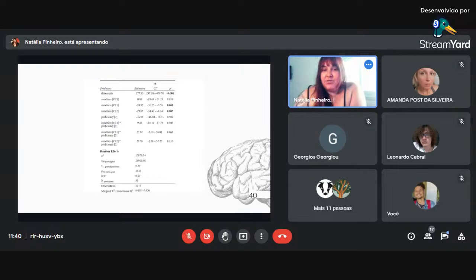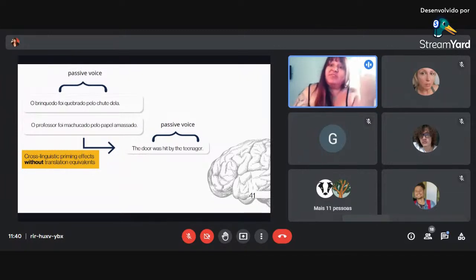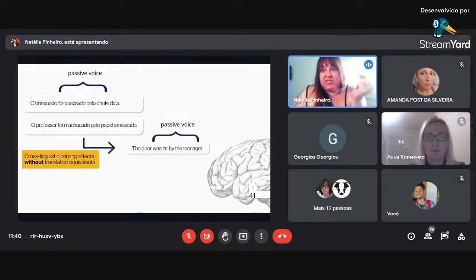But the main finding here was that structural priming effects were found in both experimental conditions, and proficiency did not interact with them. So just so you can visualize what happened, we have here an example of a prime and target sentences in experimental condition 2, where prime and target sentences did not share the same verb. And even so, participants were faster to read the English passive, the door was hit by the teenager, after having read the two primes in Brazilian Portuguese, in which we have the same syntactic structure, the passive voice, but we don't have the same verb.